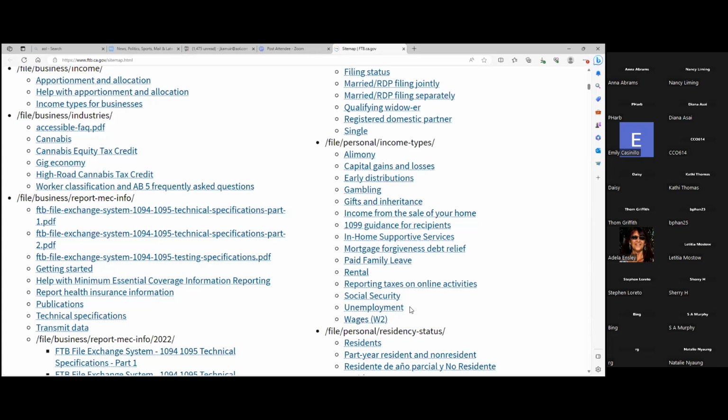So again, when you have unemployment benefits, it'll be evidenced by a 1099 that'll be issued by the state, 1099-G. Those are governmental payments. And all you need to do is enter that data into the software, and then the state of California will not tax unemployment benefits.